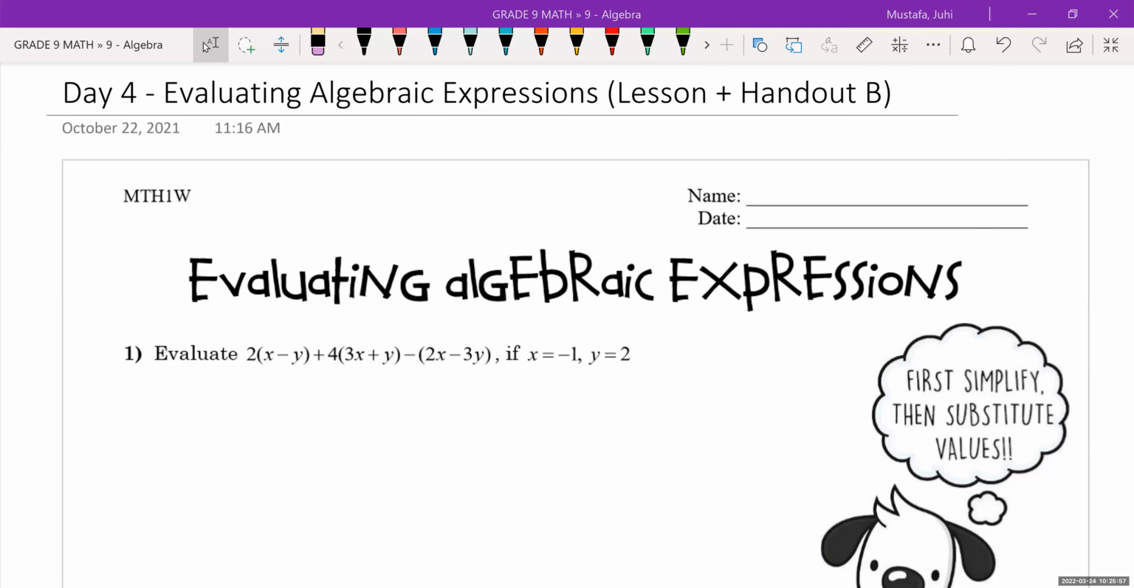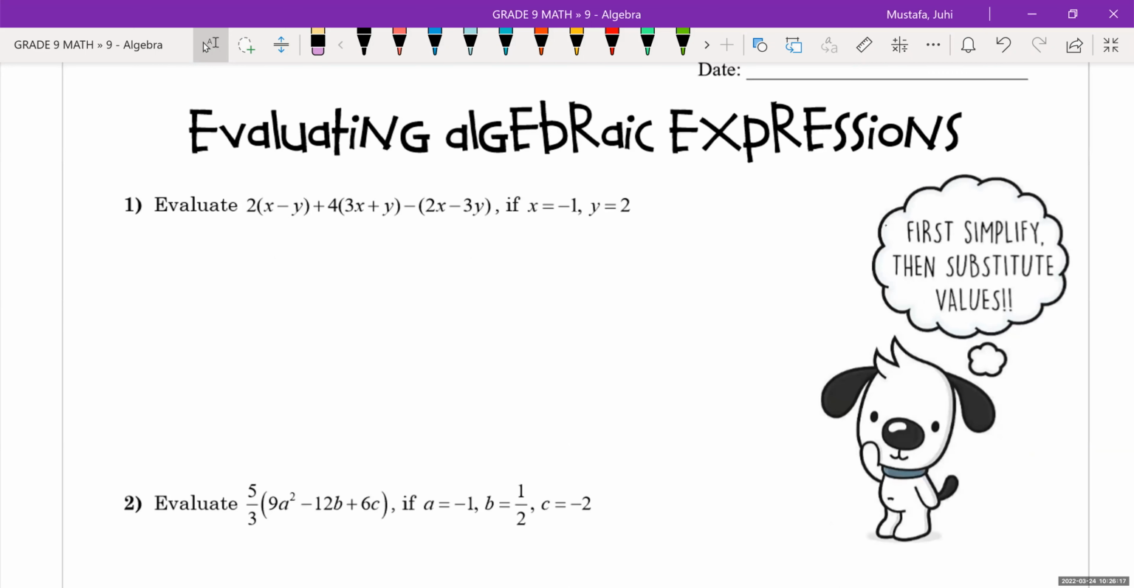And we are going to be evaluating algebraic expressions. If you feel like you've seen this before, the answer is you have. We actually did a little mini assignment on this stuff, and you did it, and I collected it and I marked it. You may not remember it, but we're revisiting the topic because now we're going to do slightly harder questions. So the little dog is saying, first simplify, then substitute values.